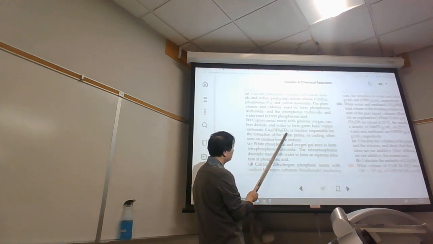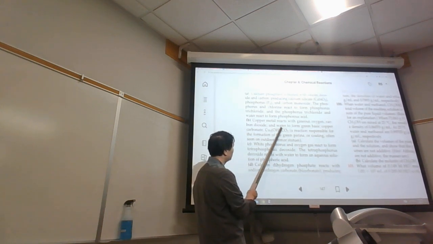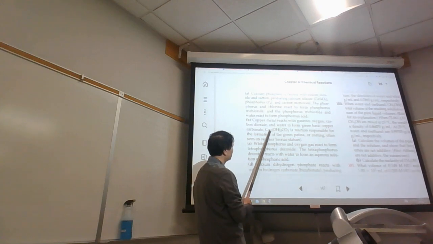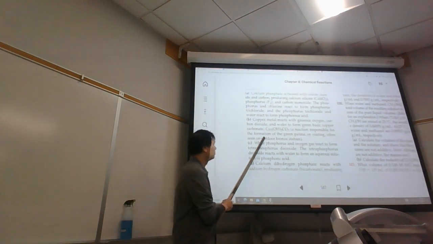Well, carbonate is -2, and 2 hydroxide is going to be -2. So altogether, we're going to have -4. And so it's got to be copper +2.